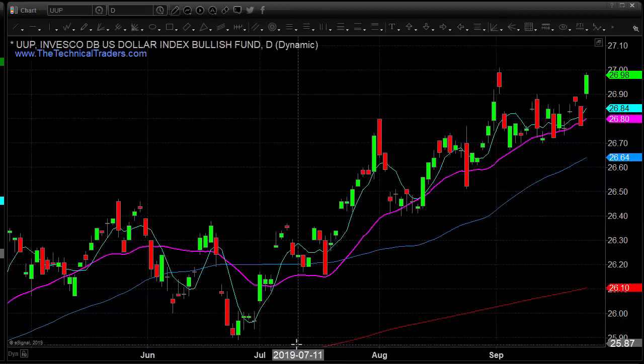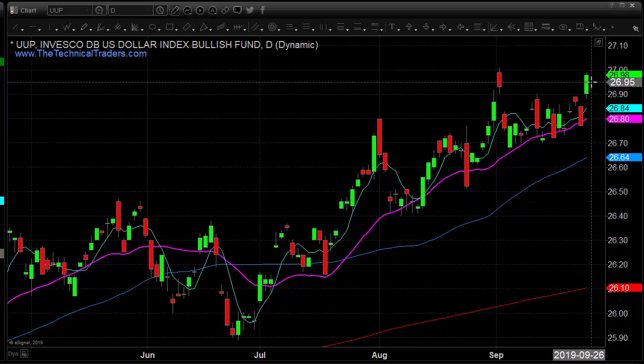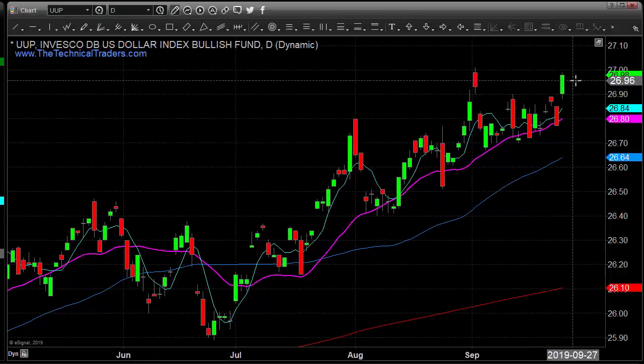Last but not least, let's just take a quick look at the US dollar index. Yesterday, big day up in the US dollar, and that was one of the big reasons for metals, miners and commodities to pull back yesterday. It still looks like it's got some traction. It could continue to go higher.